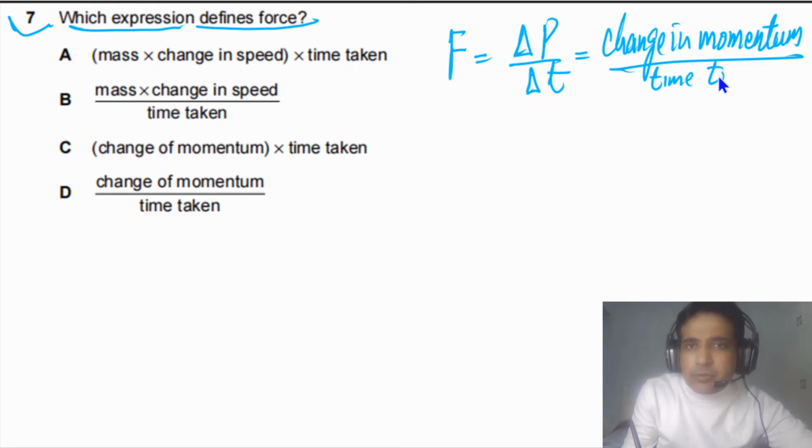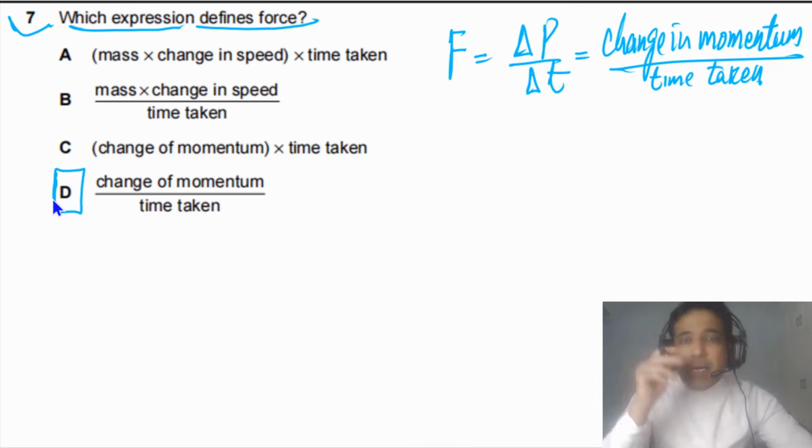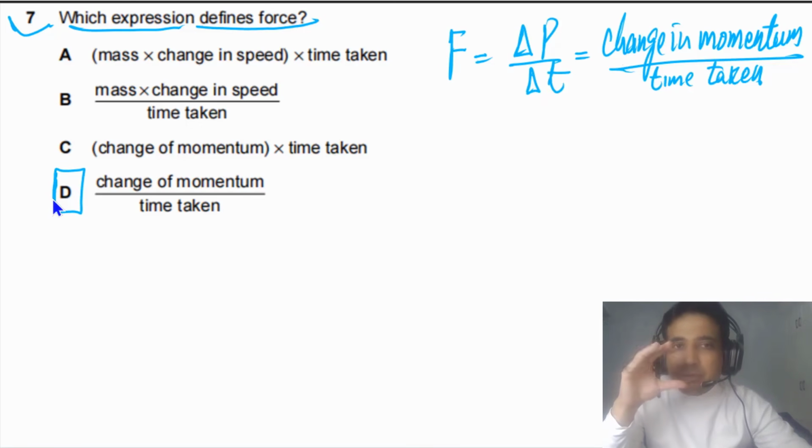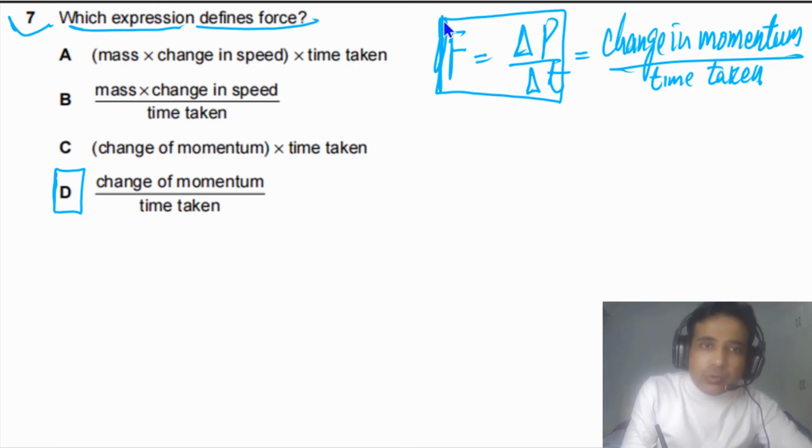So a very important and basic concept about force you need to understand. Actually, this force is representing the resultant force. So the answer in this case has to be D. Every year, in every paper, there will be one question about F is equal to delta P by delta T. Sometimes you need to calculate, sometimes you need to define force. So you have to be very clear about this one and how to use this equation.